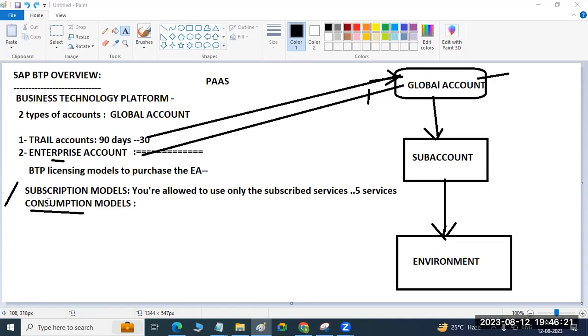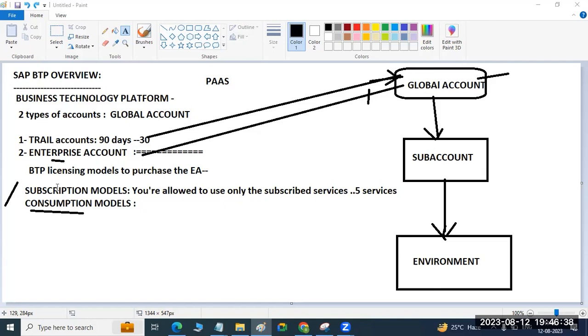So suppose a subscription-based model. Suppose your customer wants to explore more on the BTP side, and you want to give some demos. The project comes to you. They asked you to explore the BTP side and give some demos and everything.